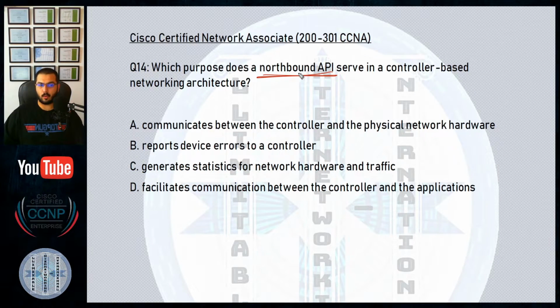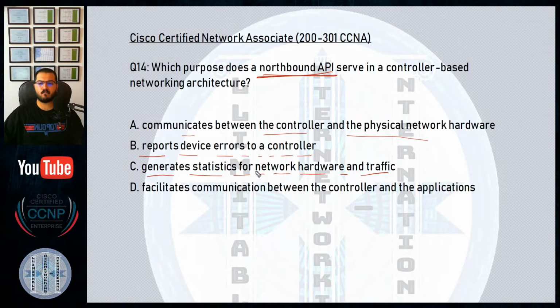So what does a northbound API do? Communicates between the controller and the physical network. This is a southbound thing. Reports device errors to a controller, so from the devices to the controller. This is also a southbound thing to do. Generate statistics for network hardware and traffic.